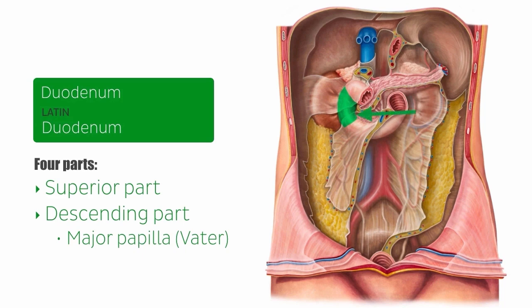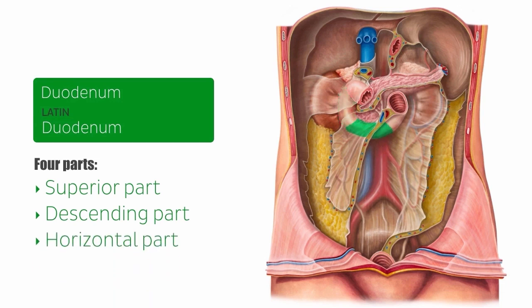It's around about here in this image. In many individuals, a second opening known as the minor duodenal papilla, or the papilla of Santorini, is also found in this part of the duodenum, and it is an opening into which the accessory pancreatic duct empties. The minor duodenal papilla is around about here.